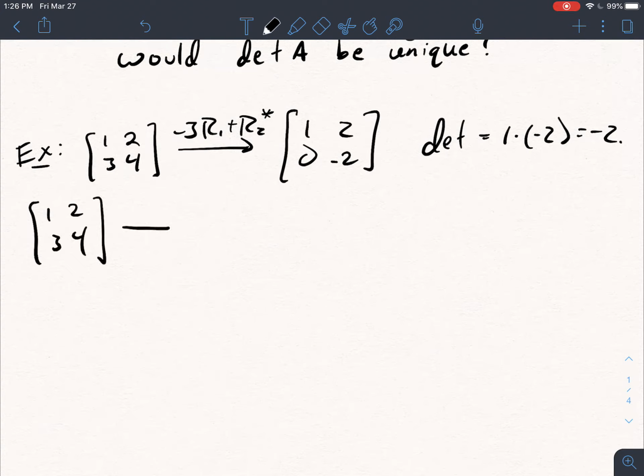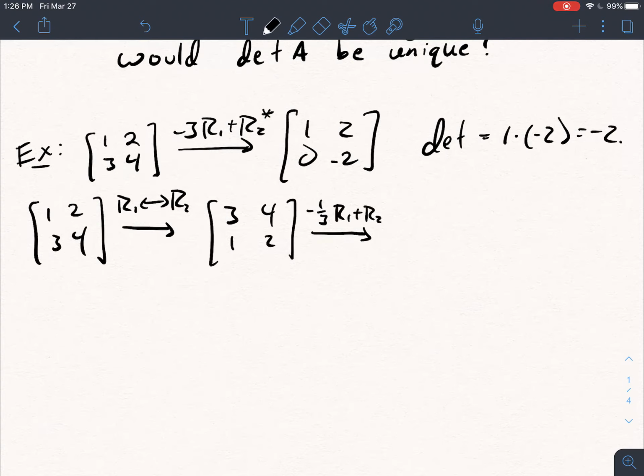Cool. However, I could instead do a row swap first. So swap row 1 with row 2. And then I get 3, 4, 1, 2. And then I could take -1/3 times row 1 and add that to row 2. So the first row will still be 3, 4, and now the second one will be 0. And I think this should end up being 2/3. Right, -4/3 plus 2, which is equal to 6/3 minus 4/3, which is 2 over 3.